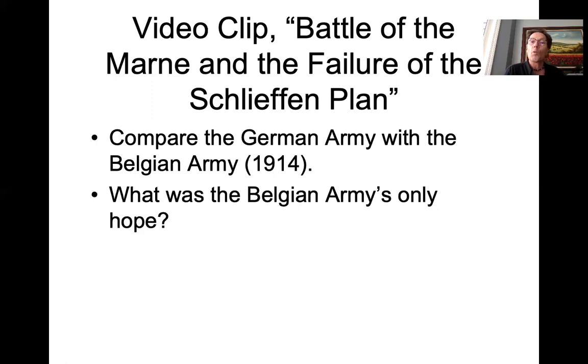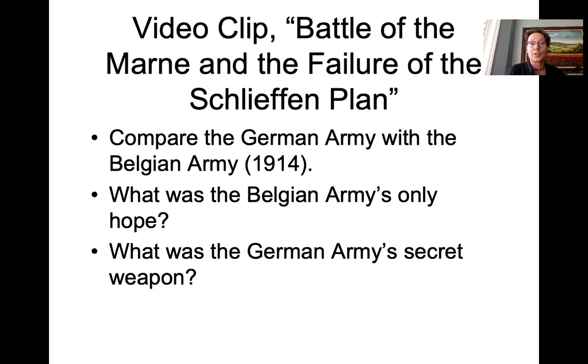Number 2, what was the Belgian army's only hope in stopping the Germans? The German army was a juggernaut. It was almost impossible to stop. Everybody in Europe for centuries knew that the Germans historically and traditionally have always had the biggest, strongest army in all of Europe. How can a small country like Belgium stop the Germans?